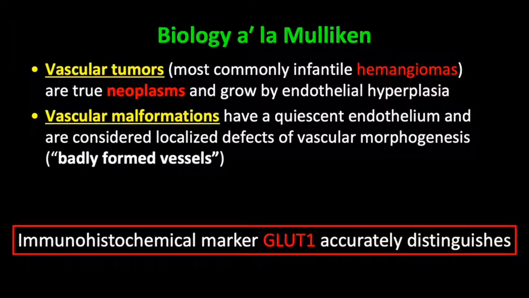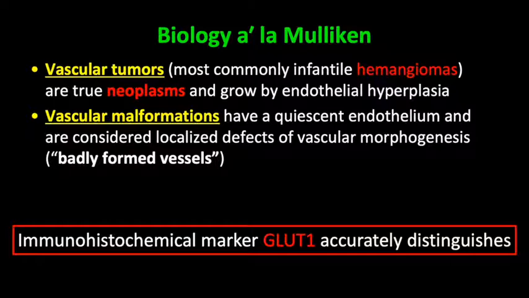So this may be the most important slide in this whole talk because it really condenses the biologic basis of our understanding of these lesions. And there are two types. There are vascular tumors and the infantile hemangioma, that common lesion that you will see not infrequently in children. They are examples of vascular benign neoplasms, and these are true neoplasms. They grow by endothelial hyperplasia.